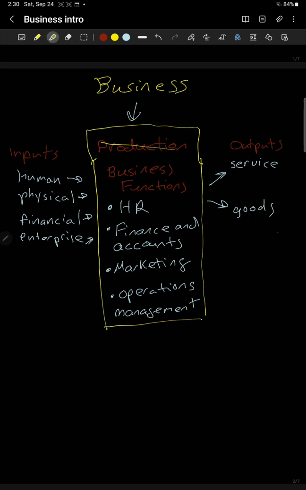And what they do is they take inputs here: human, physical, financial, and enterprise, which means business idea, and it produces stuff. What it produces is outputs in 2 types: services and goods. So services and goods, that's your outputs. You should know all this. If you don't, just check it in your textbook, but that's what the questions are based on. So let's go to question 1.